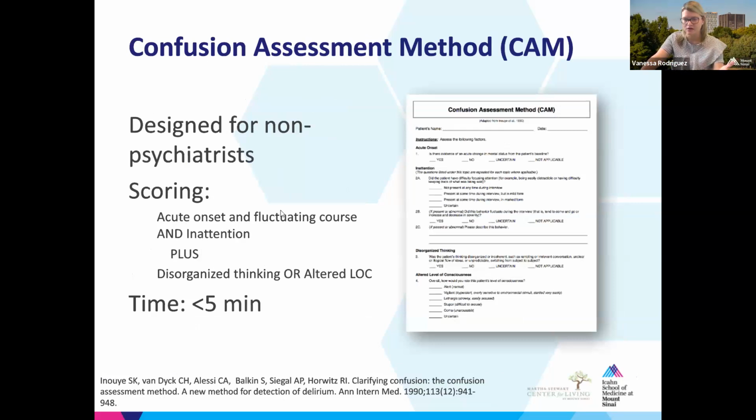And then, of course, we can't talk about mind without thinking about delirium. This is a very known tool, particularly in the ICU setting. The CAM, the Confusion Assessment Method, which was designed initially for non-psychiatrists, is really a tool where you assess for delirium. And so how would you use it? It's very short, it takes less than 5 minutes.